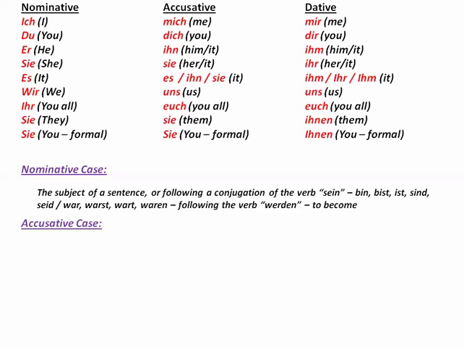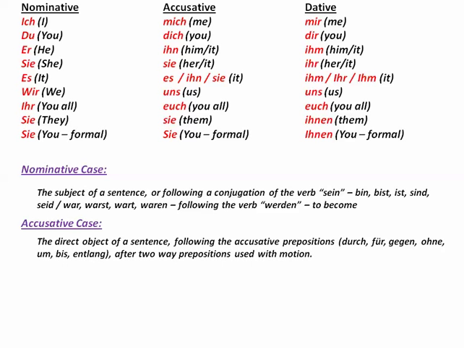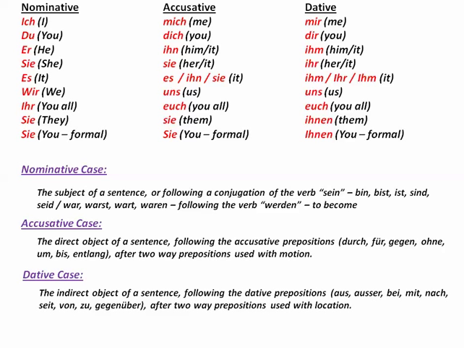An accusative is a direct object of a sentence, follows accusative prepositions, as we talked about in our opening: durch, für, gegen, ohne, um, bis, and entlang. And after two-way prepositions used with motion, which are not mentioned in this video, but are mentioned in other videos that we have made. The dative case is the indirect object of a sentence or follows the dative prepositions, or is used after two-way prepositions when telling where something is.